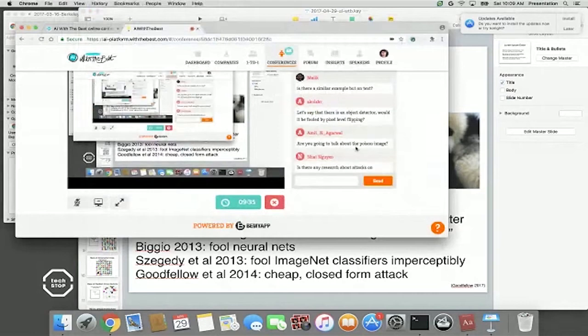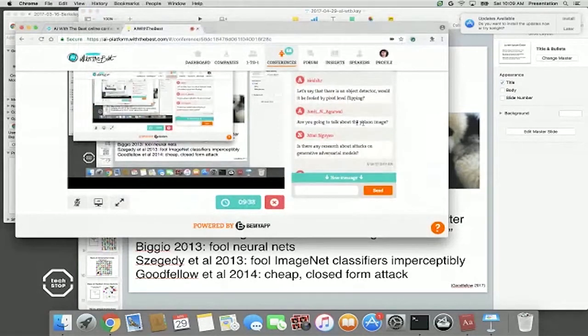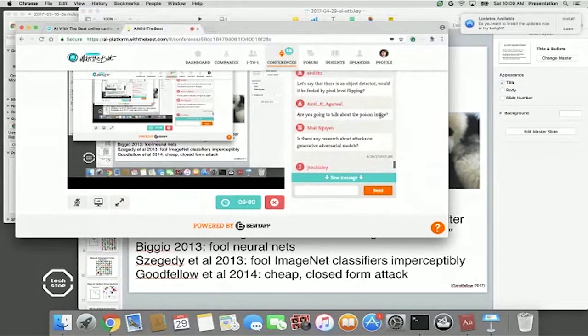And then, let's see, someone asked if I'm going to talk about the poison image. I don't know exactly what you mean. I covered that a little bit earlier. If you could ask a follow-up question with more detail about what you're curious about.